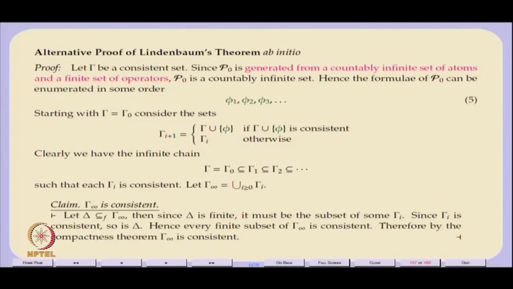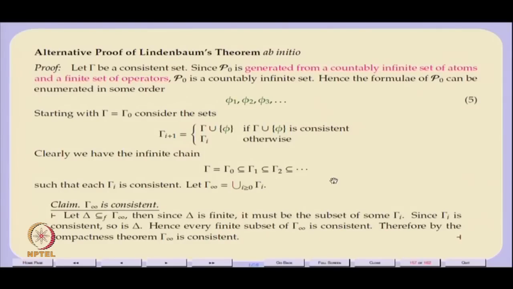Okay. All I am saying is this union of an infinite chain of consistent sets is also consistent. That's all we are claiming, right? So this gamma infinity is just this union of this chain of consistent sets, and you can prove that gamma infinity is consistent because you take any finite subset delta of gamma infinity, then since delta is finite, it must be a subset of some gamma I, and since gamma I is consistent, delta is also consistent.